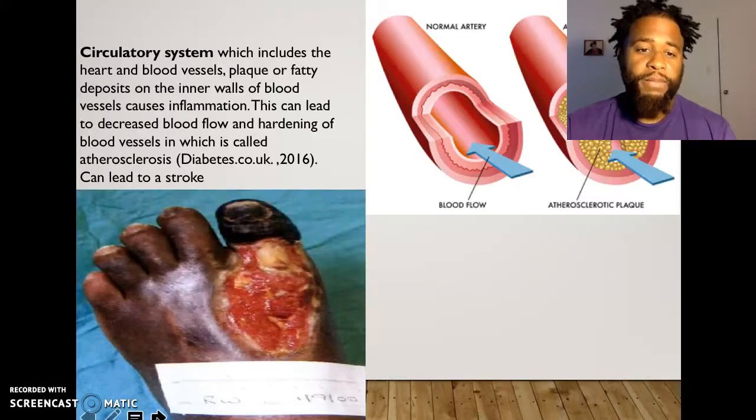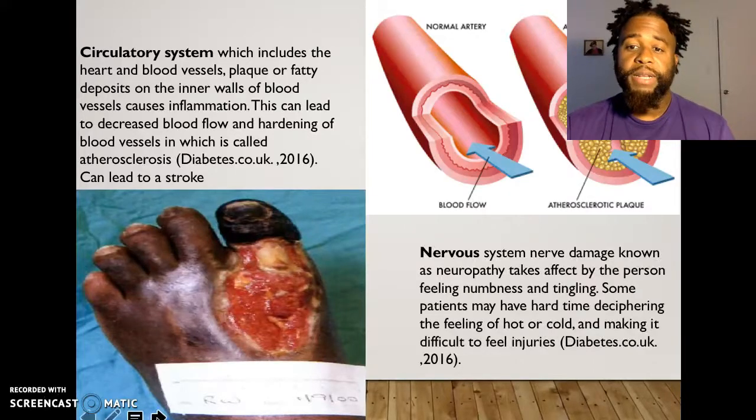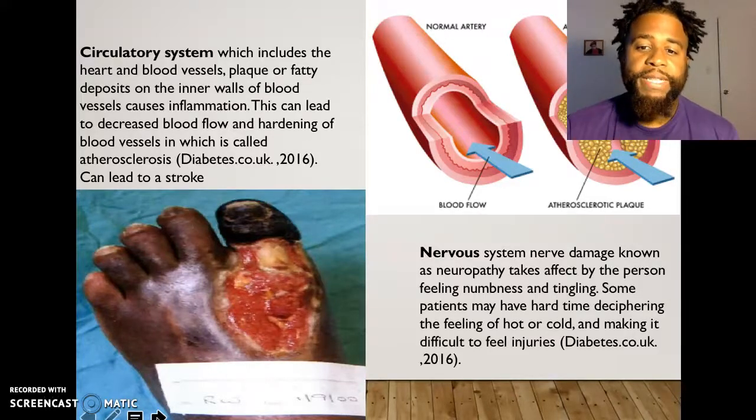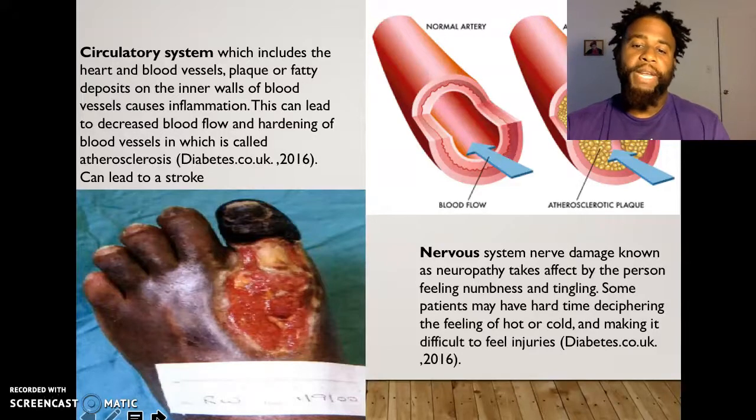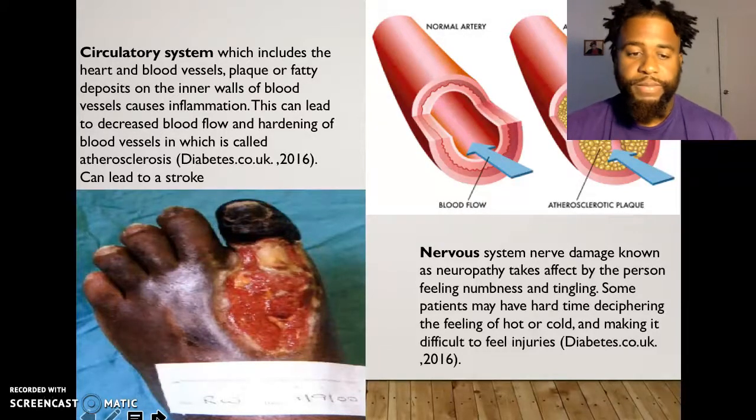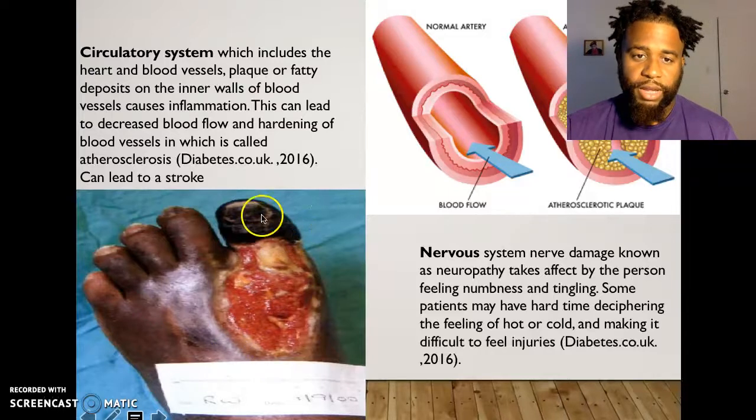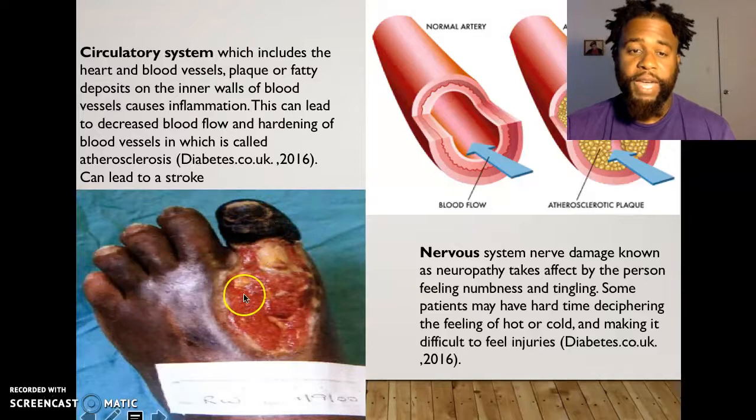Right here, this guy's foot is due to the nervous system. Nerve damage known as neuropathy takes effect with the person feeling numbness and tingling. Some patients may have a hard time feeling hot or cold, making it difficult to feel injuries. As you can see right here, this toe might get amputated because he might have developed gangrene.